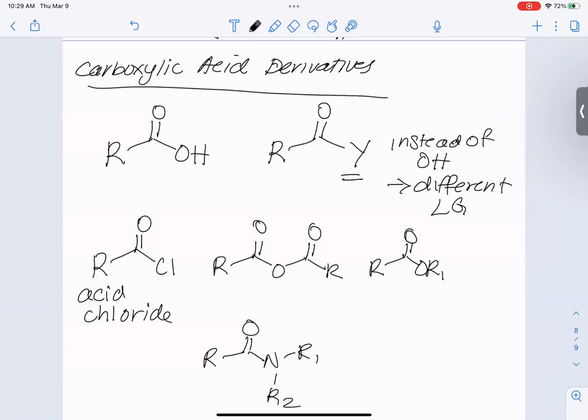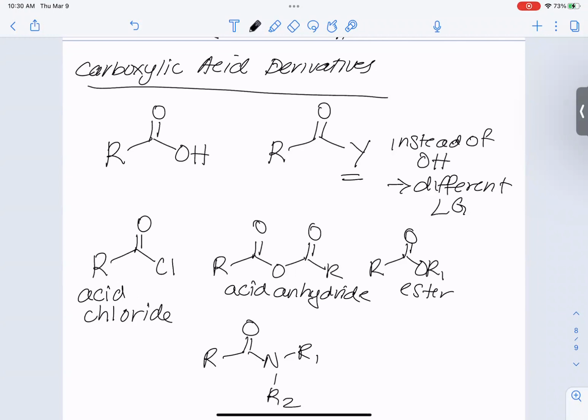We saw this in the aromatic chemistry chapter. You had an acid chloride that you were able to convert into an electrophile to functionalize a benzene ring, to acylate a benzene ring. Now I'm going to show you how to make them in a little bit. Here we have an acid anhydride. All right, here we have an ester. We just went through those.